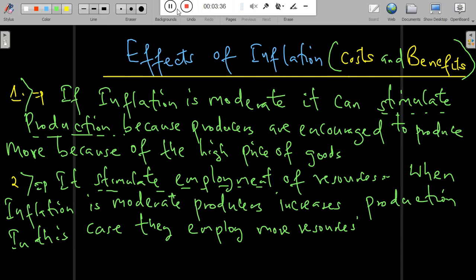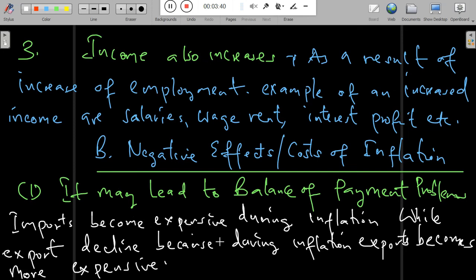When inflation is moderate, producers increase production. So if production increases, they make profit and seek to employ. But also, income increases as a result of increased employment. Examples of increased income are salaries, wages, rent, interest, profits, etc.